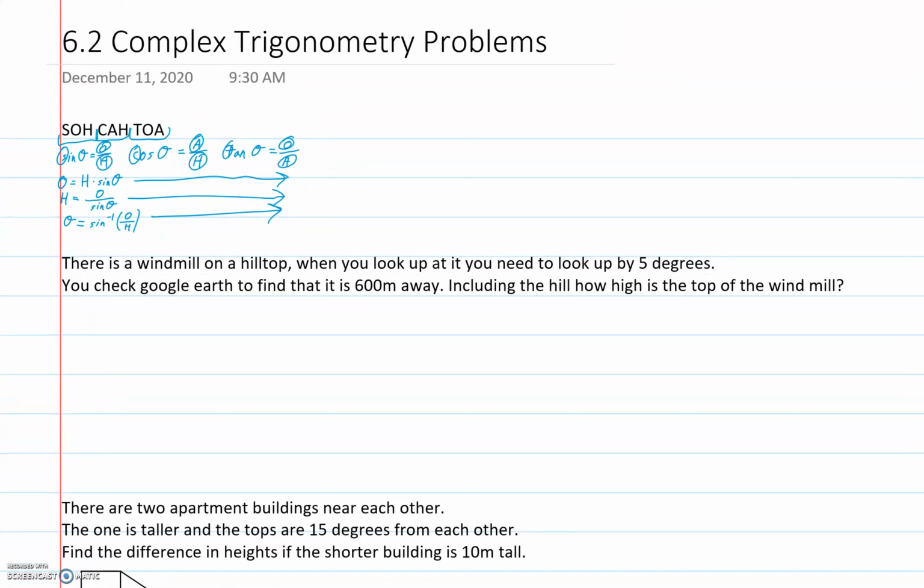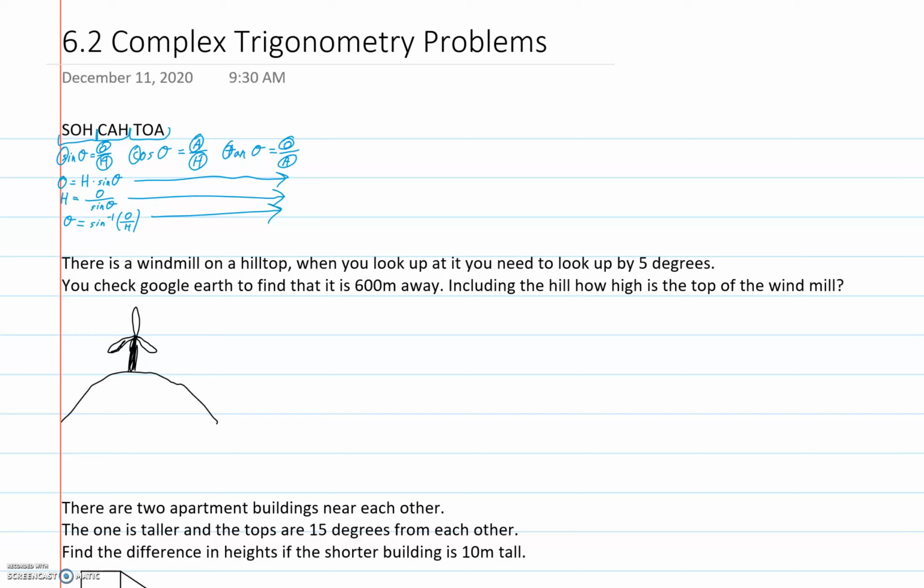Okay, so there's a word problem here. There's two different word problems. This one doesn't have anything drawn for it, so let's start drawing it. There's a windmill on top of a hill. Let's draw this: a hill, and maybe a big windmill. Okay, there's a windmill on top of a hill.